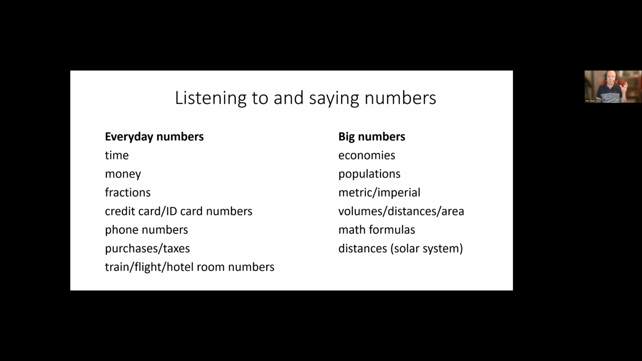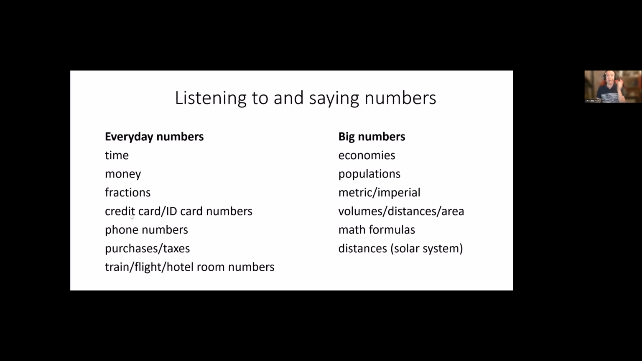There are lots of different kinds of numbers that we see and use every day, which is why numbers are critical. As you can see on the screen here, it's not just listening to numbers and understanding, but being able to say numbers as well. Some everyday numbers, for example, time: what time is it? 9:30, 9:45, 10:15, quarter to 10. Money, of course, and fractions, which are really tricky, 3/4, 3/4 in English. I know in different languages, sometimes the bottom is read first.